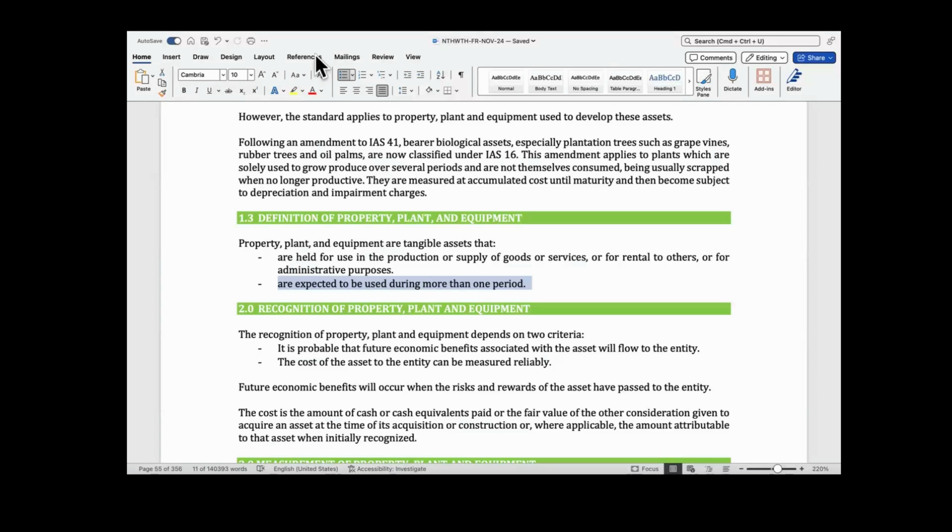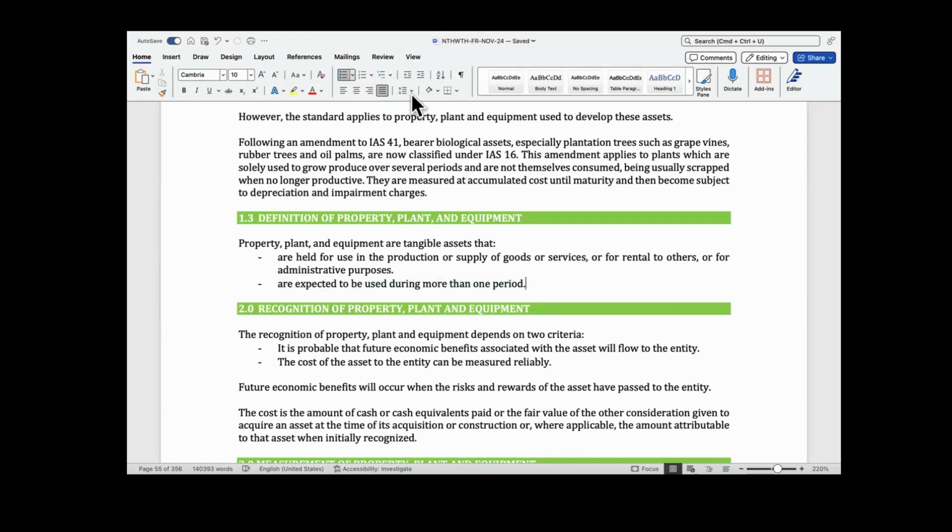Any question before I go to the next subheading? Any question? Okay. Oluwaseun, you said what of just a period, 1 year? That one is not PPE if it's just used for 1 year. It must be used for more than 1 year. Any further question?